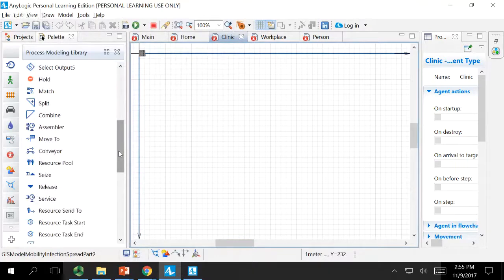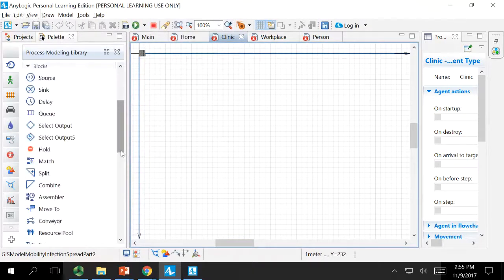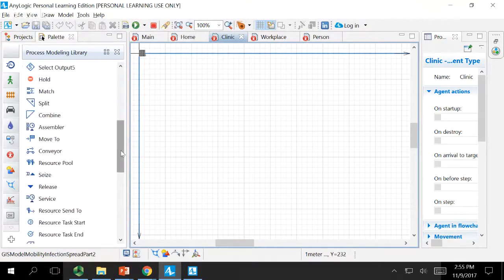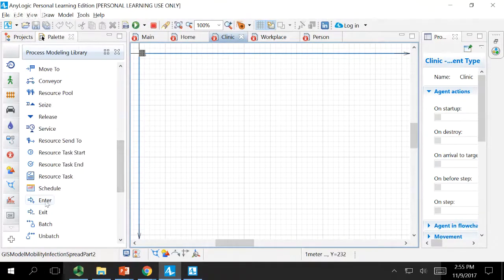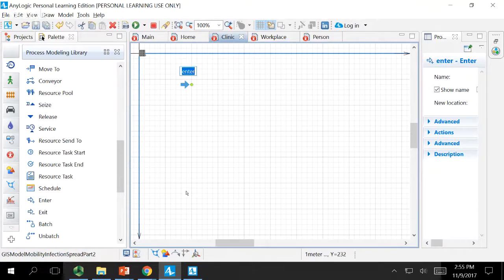So I'd like you to drag in here a first element, which is called an enter area, okay? This is going to be the entry point. So this is going to be called walk-in. Okay, it's going to be the area where people come into the clinic.